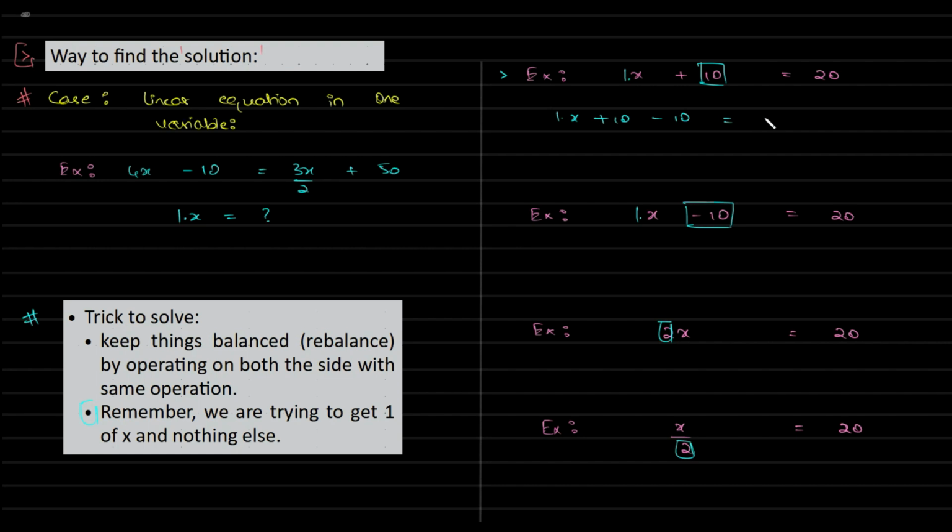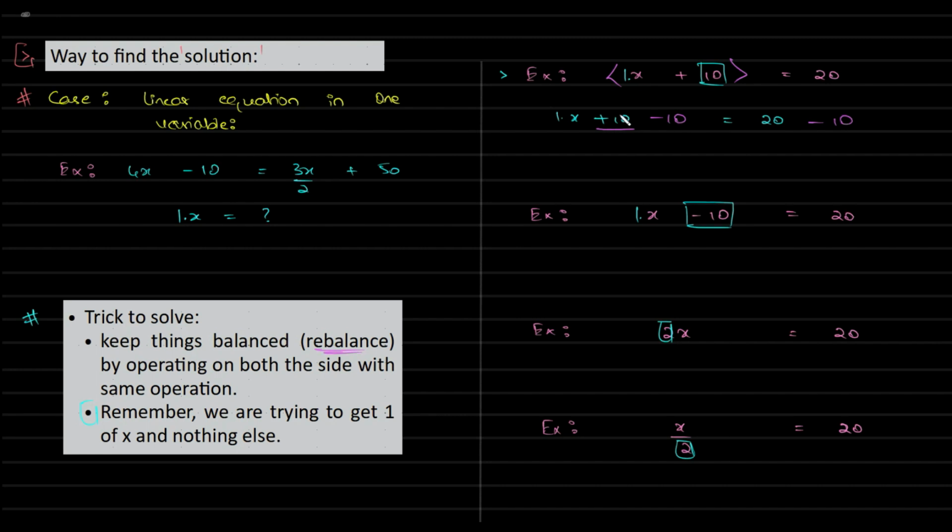But remember, this is an equation. This entire thing is equal to 20, but this is not equal to 20. This will be a false statement. To make it a true statement, we need to rebalance, that is subtract 10 both the sides. Remember, these expressions are the ones which are equal. Now I want to eliminate this. How will I eliminate? By adding minus 10 both the sides or subtracting 10 both the sides.